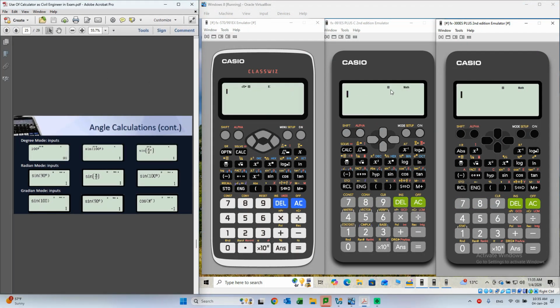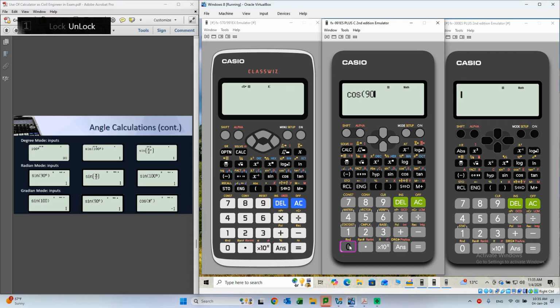Let's say we are in degree mode here. What does it mean? If I say cosine, I have to write 90. I don't need to put the degree symbol here. I can just say cosine 90 is equal to 0. I'll make it sine so that we can see. If I say sine 90 here, it gives me the answer. I don't need to say it is degree because I'm already in degree.